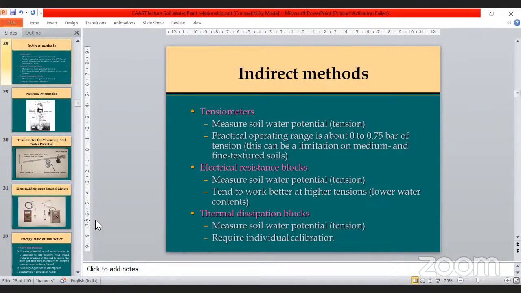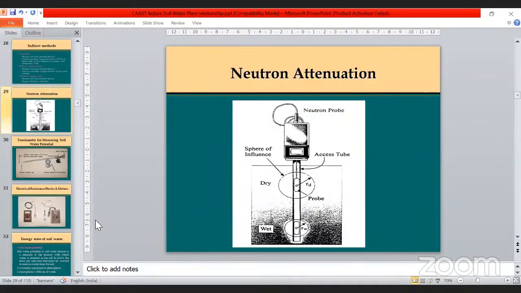Tend to work better at higher tension, that is, a lower content. Then thermal dissipation blocks measure soil water potentials, which have the tensions and require individual calibrations. This is the structure of a neutron probe. You can see that the lower part is going into the soil. Below the probe, all the black color is the soil.